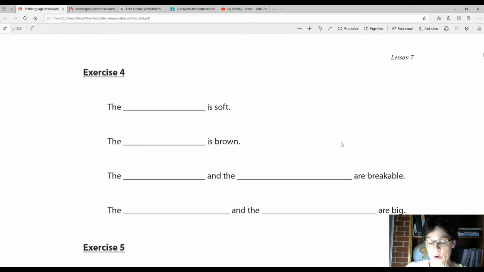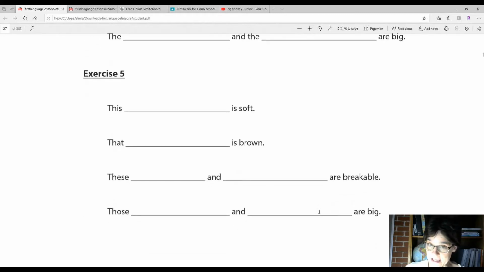So what you're going to do on your paper is just put lesson 7 exercise 4. And you're going to pause it, and you're going to put something in these blanks. It'll be a noun. The something is soft. The something is brown. The something and the something are breakable. Just look around the room and write something in those blanks. You don't have to write the entire sentence. Just write the words and then turn it back on. Okay, so you should have filled in your blanks here.